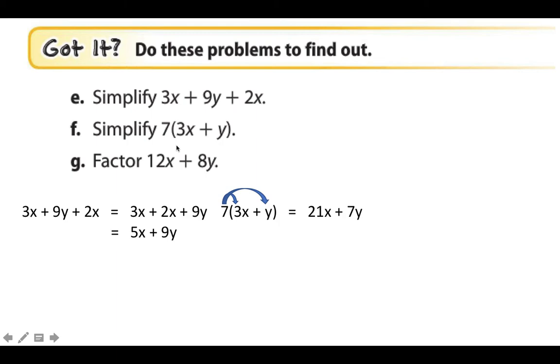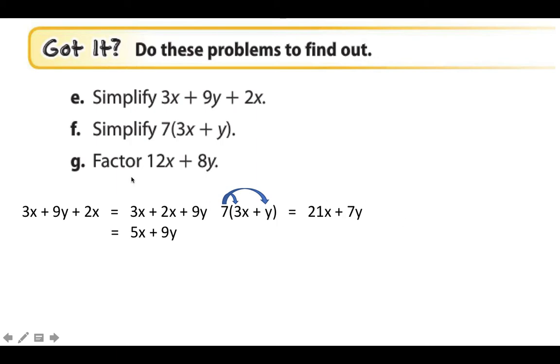F. We're simplifying, but we want to notice here that we've got a 7 outside of parentheses. That means we're going to have to use the distributive property to simplify. So let's distribute this 7. 7 times 3x gives us 21x, and 7 times y gives us 7y. Notice here that we no longer have parentheses, and we do not have like terms. 21x has 1x, and 7y has 1y. So they are not like terms. This is our simplified expression.